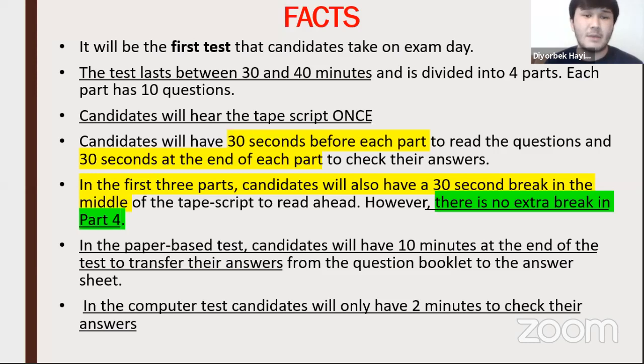These are some of the facts about this section. In the paper IELTS, you're going to have 10 minutes at the end of the test to transfer your answers to the answer sheet. Whereas in the computer one, now called CDI, computer delivered IELTS, you have to make sure that your spelling is correct, and for that you get only 2 minutes.